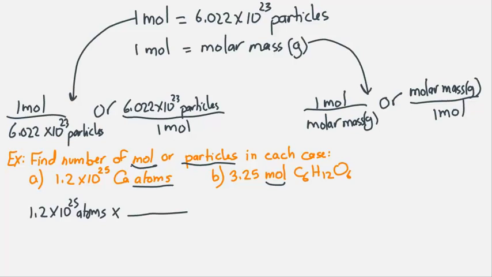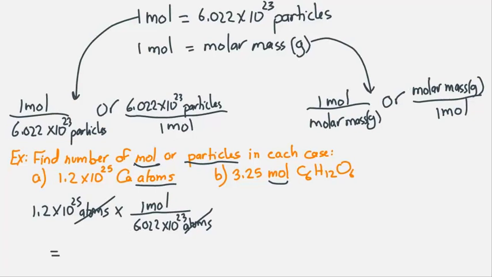If I put the first one, 1 mole over 6.022 times 10 to the 23 particles, which is here atoms, I simply cancel atom with atom and I will get the number of moles. This will be equal to 19.93 moles. Let's see the second example. Here we have 3.25 moles of glucose. I want to change these moles into molecules.